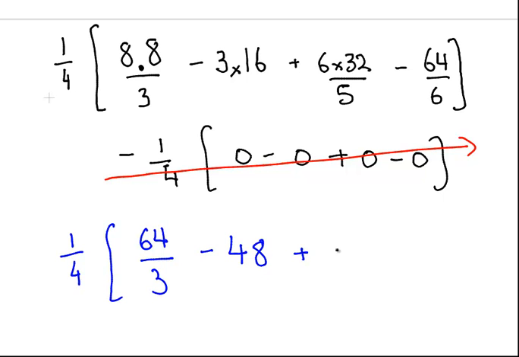Well, that's an awkward one. I'll just leave it as is for a second. That is 192 over 5, minus 64 over 6. Essentially all we have to do is calculate that, so I'll just get my calculator.